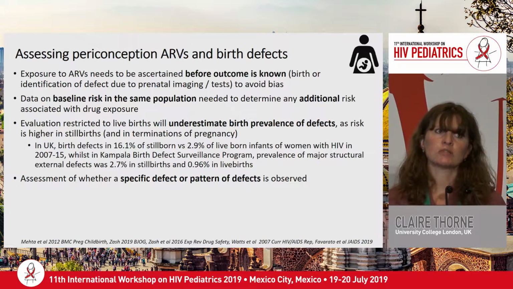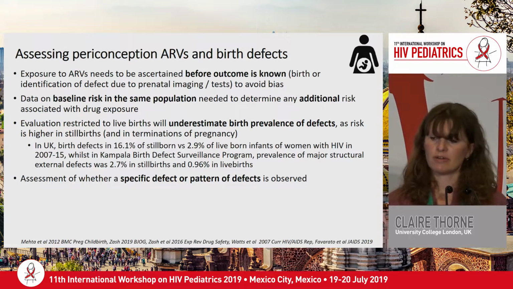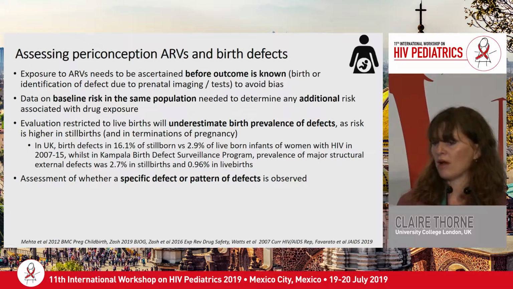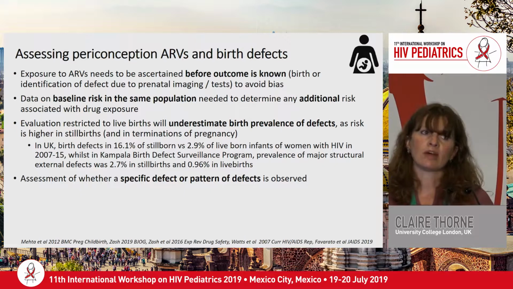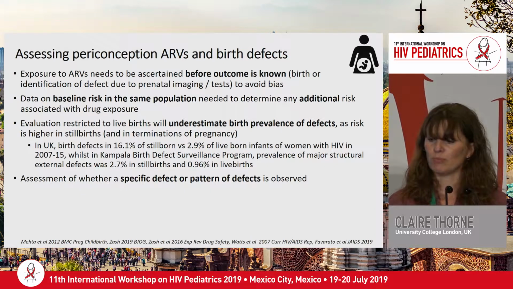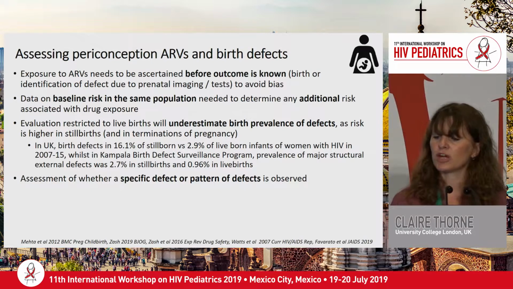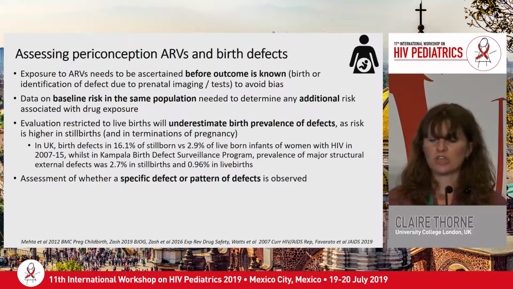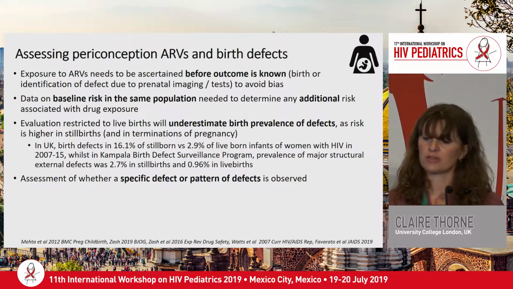If our evaluation is restricted to live births, then we're going to underestimate the birth prevalence of defects. This is because risk is considerably higher in stillbirths. So, for example, in the UK, we found birth defects in 16% of stillbirths compared to 3% of live-born infants. Whilst in the Kampala birth defect surveillance program, where 10% of women are HIV positive, the prevalence of major structural external defects was 2.7% in stillbirths compared to just under 1% in live births.